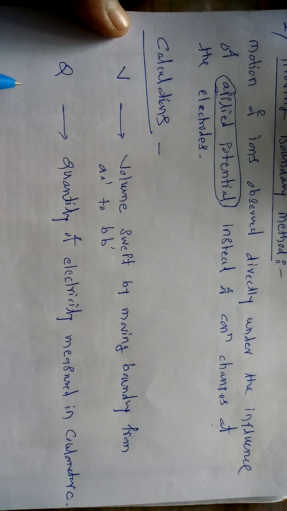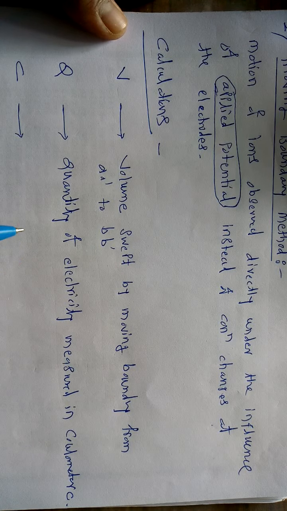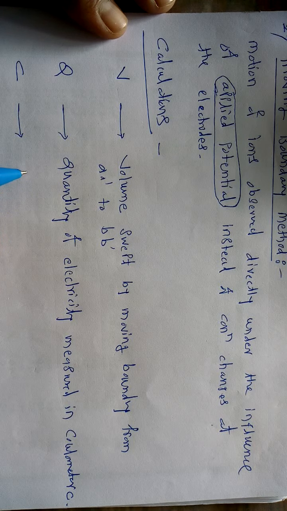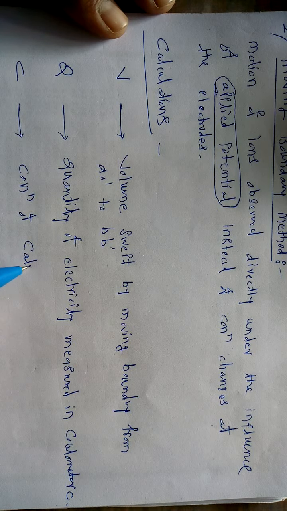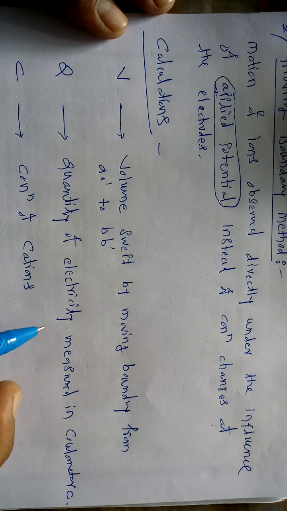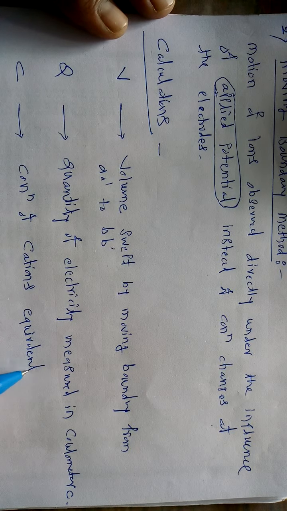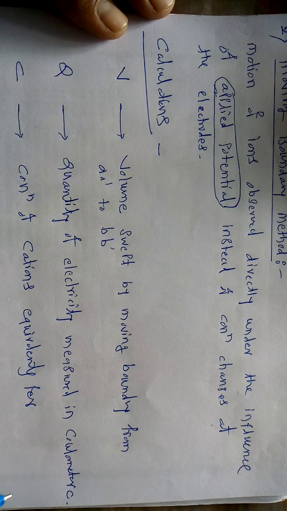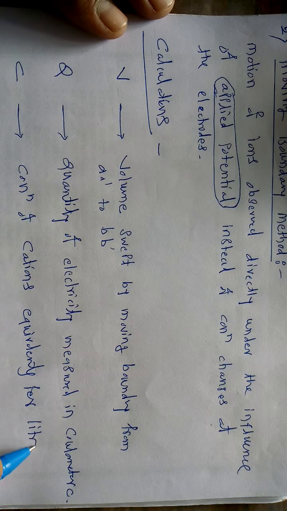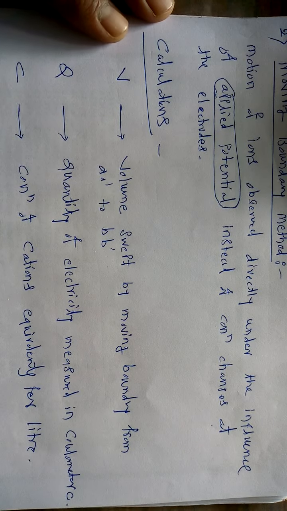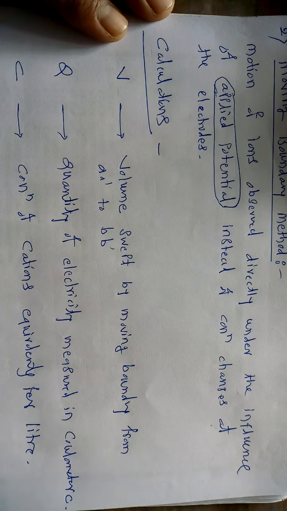After that, a capital C is there. This capital C is the concentration of cations, in equivalents per liter. So these are the simple parameters we have to take into consideration for the calculations.